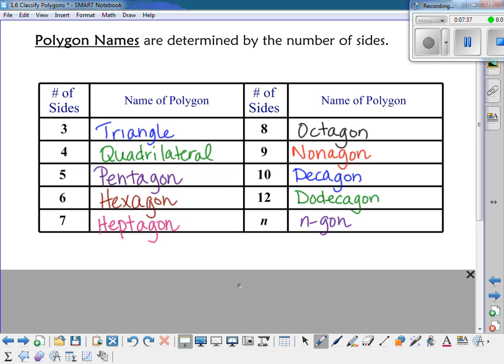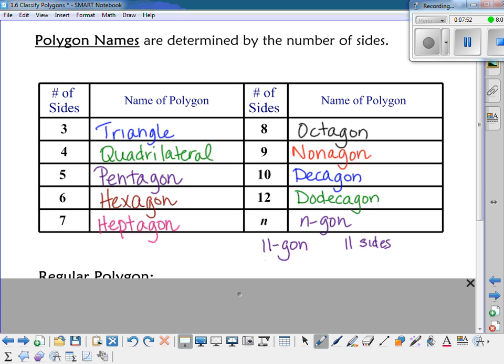So you may have noticed we skipped 11. There are a couple of different names for figures with 11 sides, but we're not going to use that in here. We're just going to call it an 11-gon. So an 11-gon has 11 sides. A 25-gon has 25 sides, etc. You get the idea. We just pick the number and then put a hyphen and gon after it, unless it's one of these that are in the table.